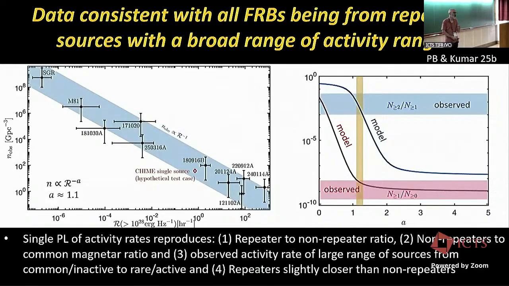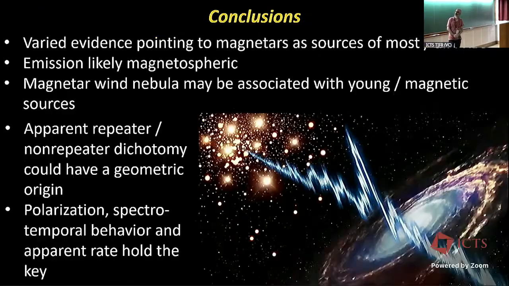It's simply a selection effect where the fact that you've seen them twice makes it more likely to have had them at smaller distances to begin with. So I can go into more details perhaps during the questions, but for time I will not elaborate more at the moment. I'll just show you my conclusions here and take any questions. Thank you.